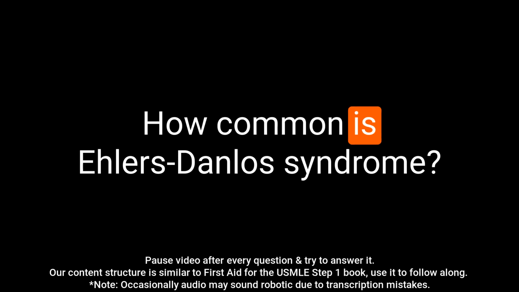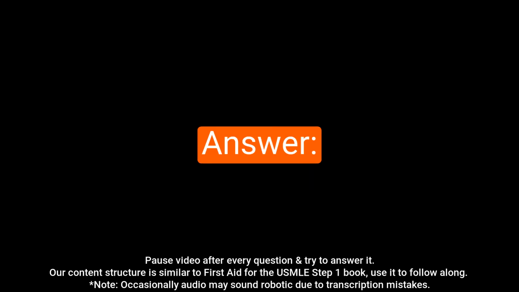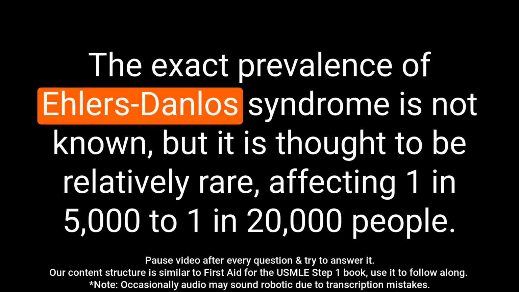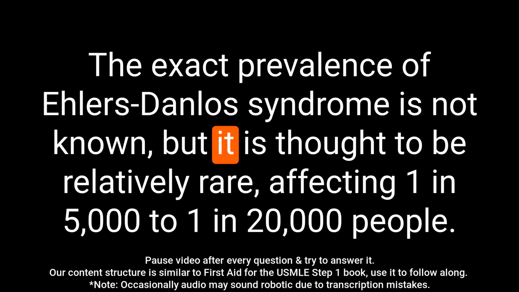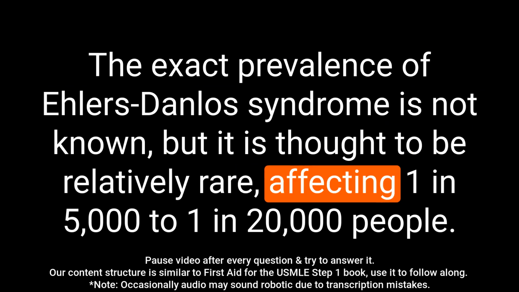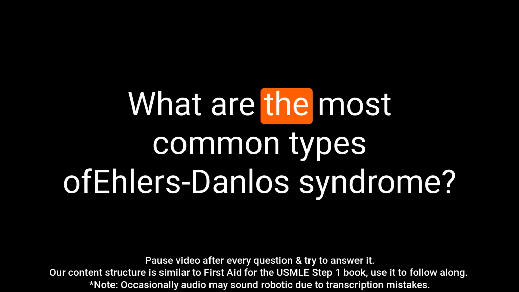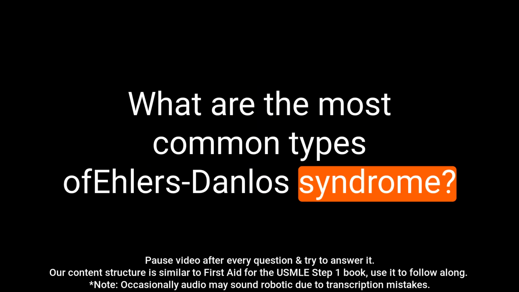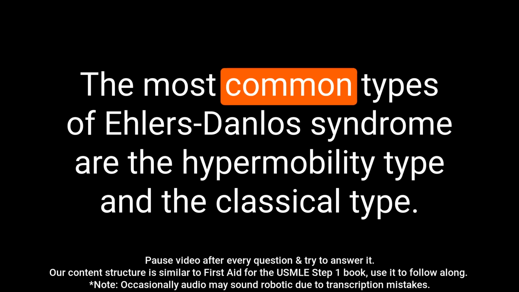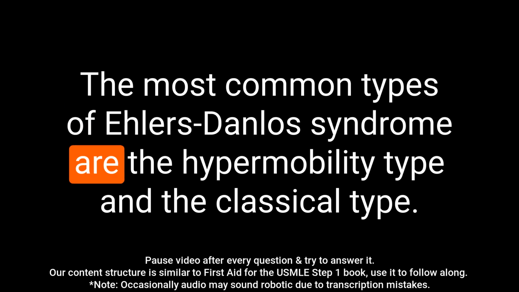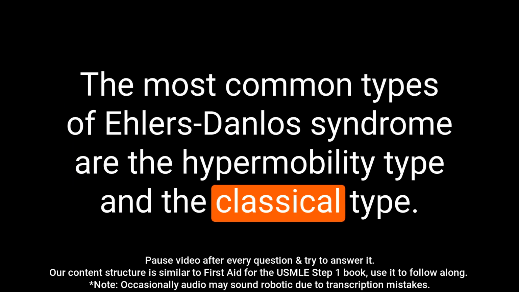Question: how common is Ehlers-Danlos syndrome? Answer: the exact prevalence of Ehlers-Danlos syndrome is not known, but it is thought to be relatively rare, affecting 1 in 5,000 to 1 in 20,000 people. Question: what are the most common types of Ehlers-Danlos syndrome? Answer: the most common types of Ehlers-Danlos syndrome are the hypermobility type and the classical type.